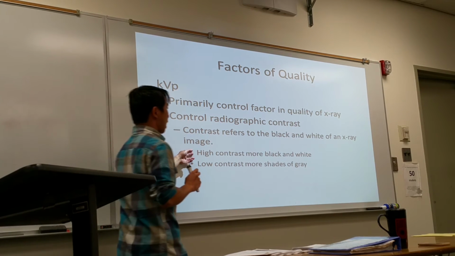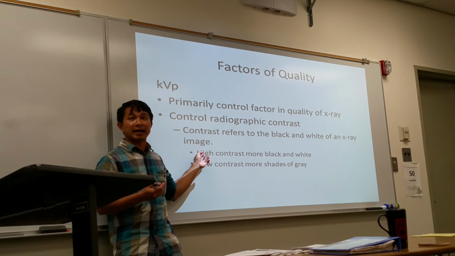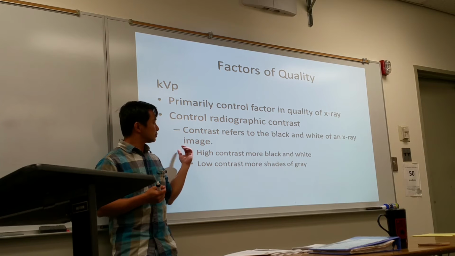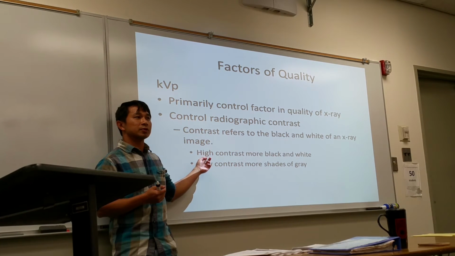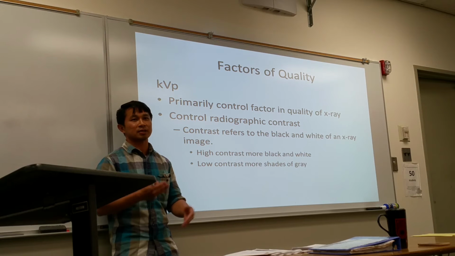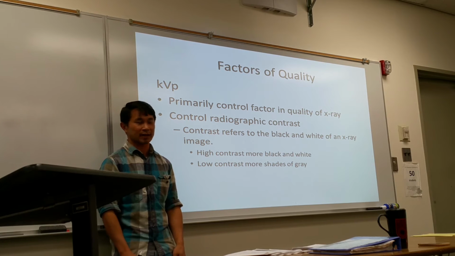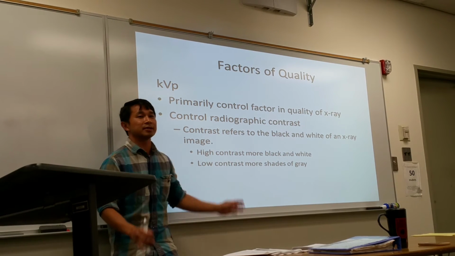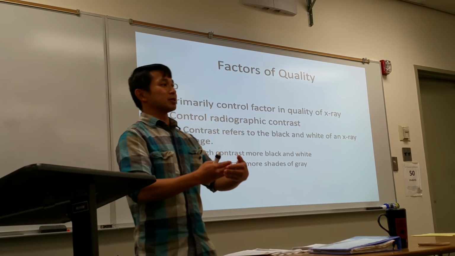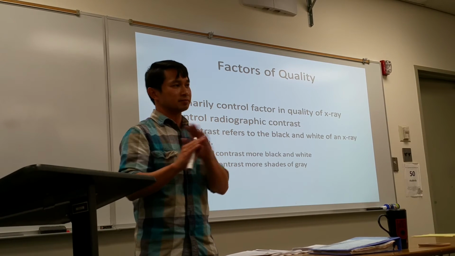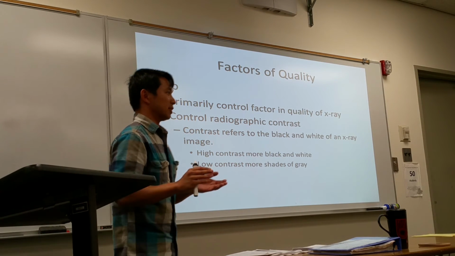High contrast is influenced by a low kV setting, also depending on the anatomy being looked at. So low kV produces high contrast. It's an inverse relationship. Low kV gives high contrast because there's less penetration, so when looking at the radiograph, it's mainly black and white. Low contrast means there are more shades of gray on the image. When you see an X-ray film, you see not just a distinct black and white, but shades of gray. It's just more gray on the film.